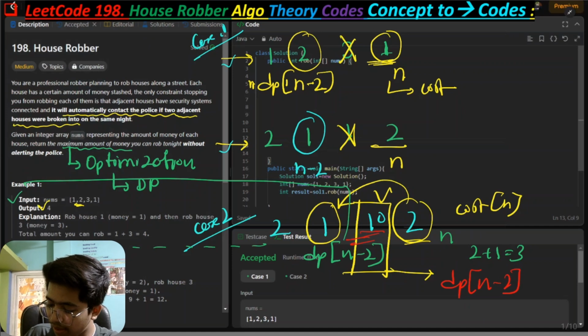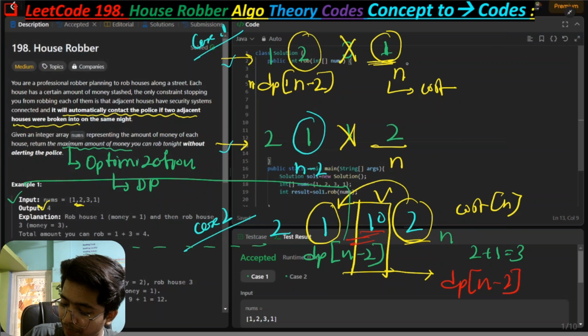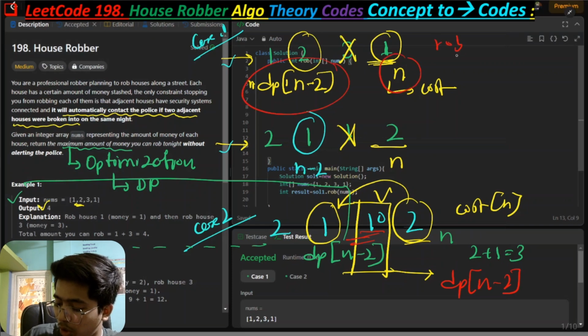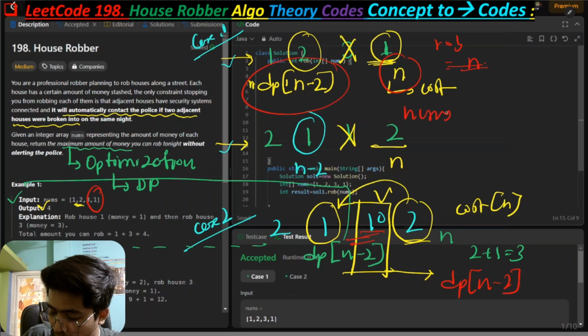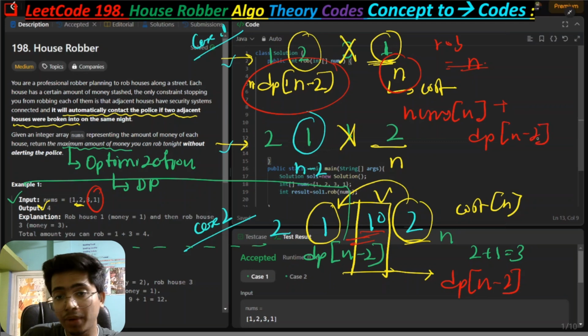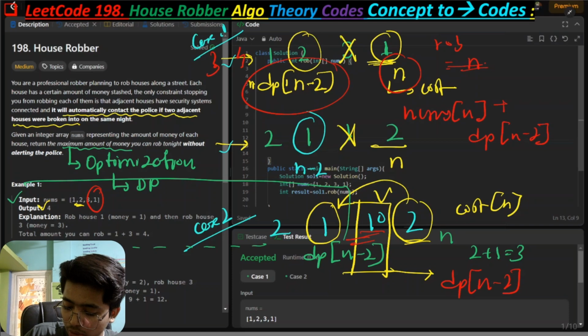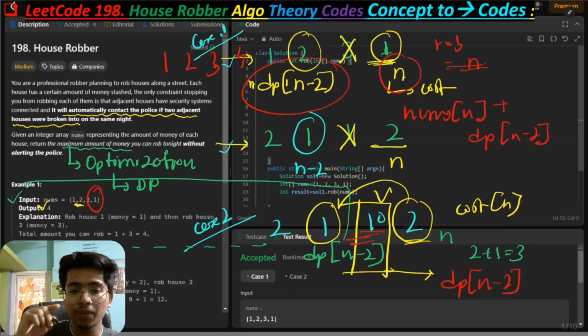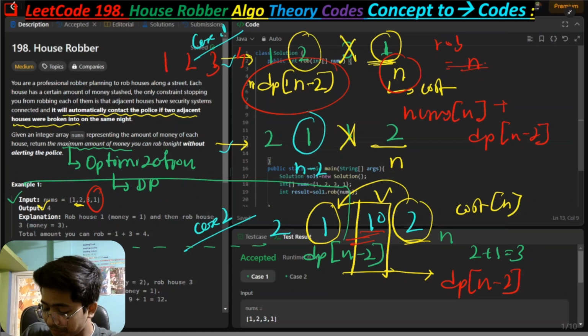The first condition was this, that there are two manners we can rob. First manner is that we can rob this nth one, and we can rob this one. So the total rob amount will be nums of n, that means the last element, plus dp of n minus 2. dp of n minus 2 means the previous sum of all the elements. If there are more, like 4, 3, 2, 1, then the previous sum of all those elements. So this is method 1. We can rob in this way.